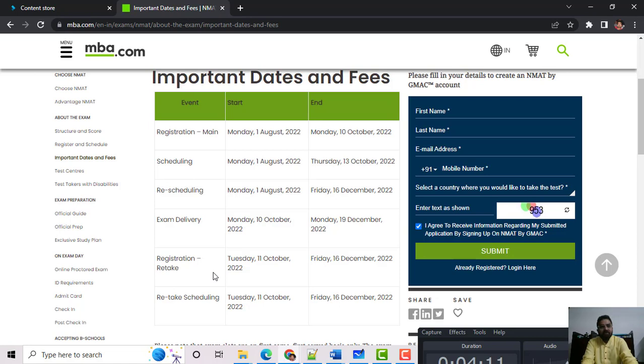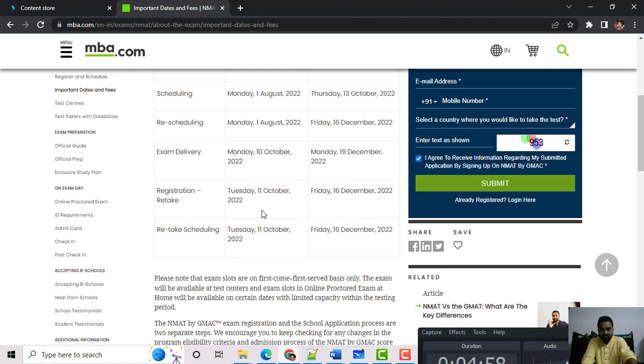Now in NMAT you don't have just one attempt like CAT or XAT, which happen once in a year. In NMAT you can write the exam up to 3 times. Let's say you have written your exam on a particular date. The exam delivery is from 10th October. You took the exam on 20th October itself, and you realize that you did not get the score according to your wish, then there is the option of rewriting the exam. You can schedule the second attempt on a particular date. And in case you are not satisfied with the second attempt's score as well, then you can go for a third attempt. So up to 3 attempts you can write.